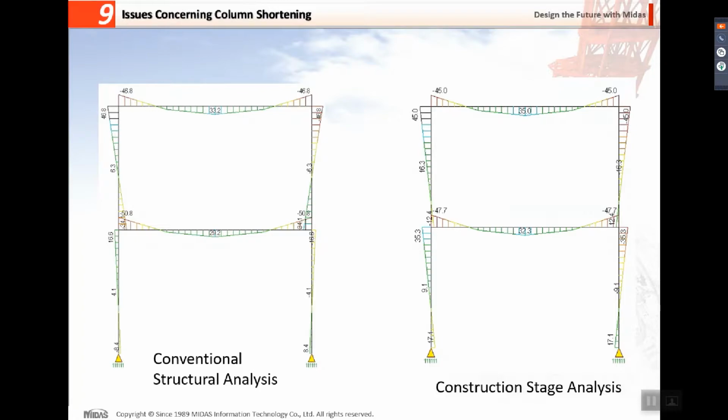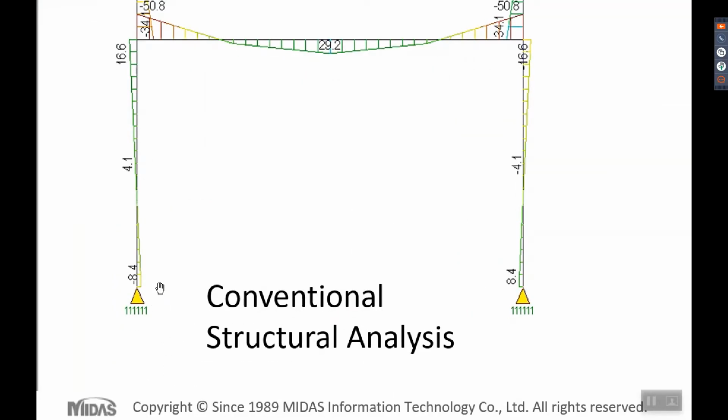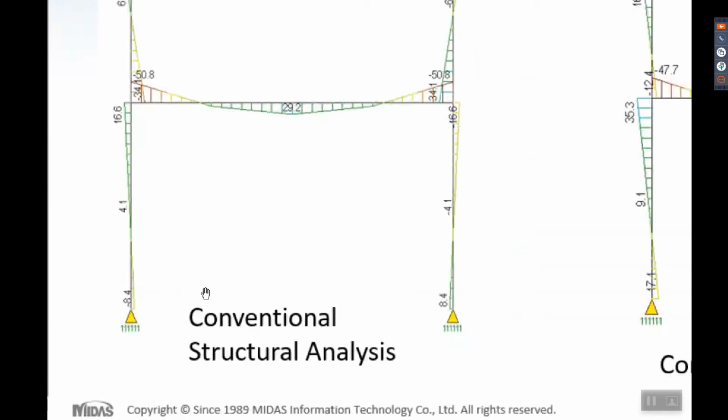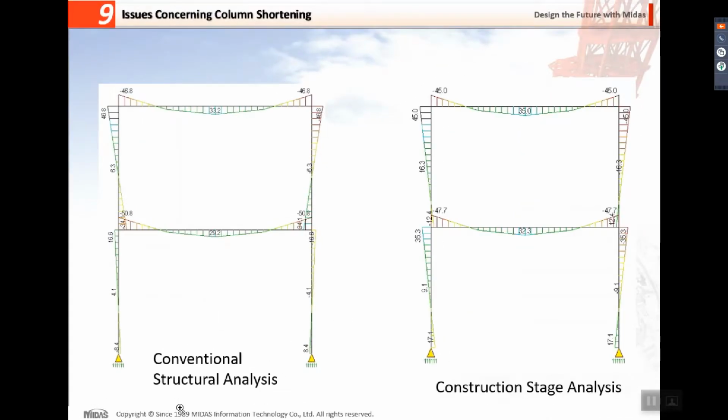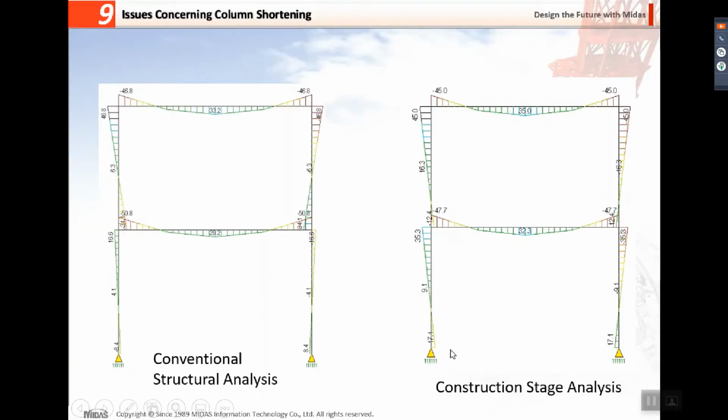So what are these? There will be a difference in forces, especially in the support. As you can see here, for the conventional analysis, the results in the support are very small, but in construction stage analysis, the reactions or the forces in the support are very large. This can translate to a greater number of rebars.